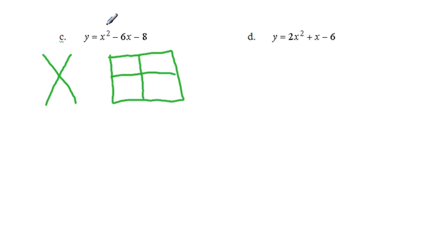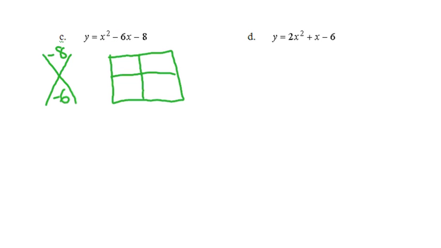Welcome back. We've got, for the top number, 1 times -8 is -8. That goes to the top. The middle number is -6. That goes on the bottom. And now we want to find two numbers that multiply to -8 but add up to -6.